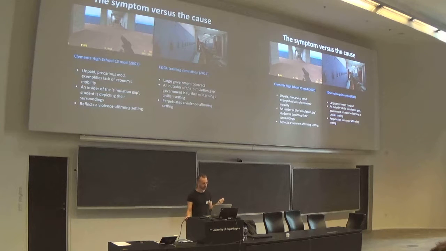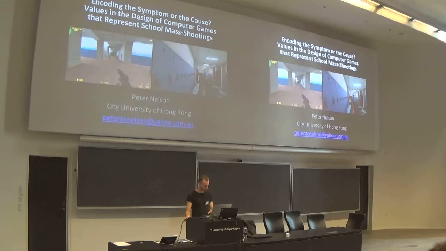So, understood as values communicated through authorship, the students' representation of their school reflects the social disintegration theory that they are living through, whereas the government's representation of the school perpetuates the militarisation of the civilian environment rather than de-escalating the violence-affirming setting at the centre of the causal factors. So to repeat my claim, the student mod represents symptoms, whereas the government simulation represents causes.